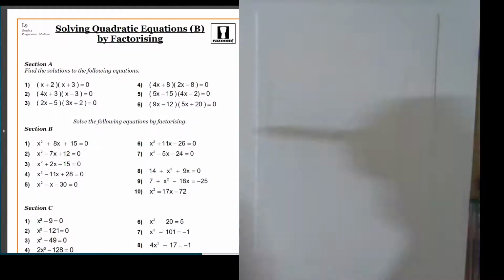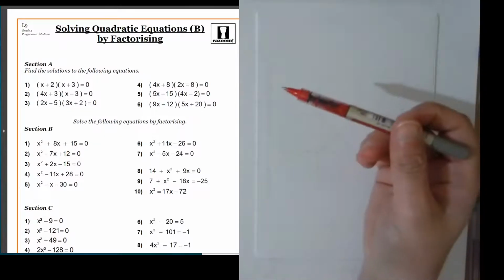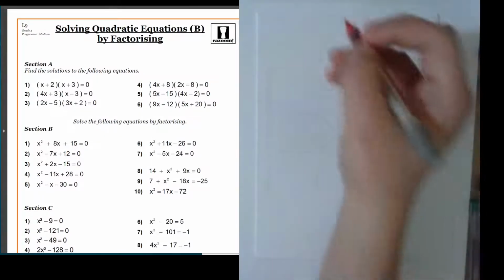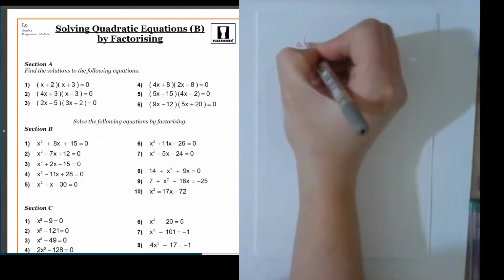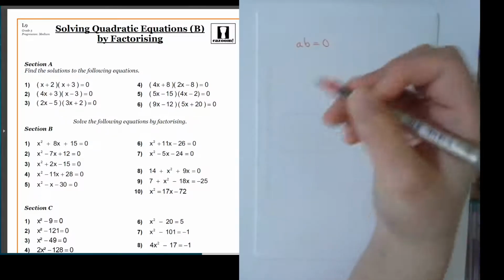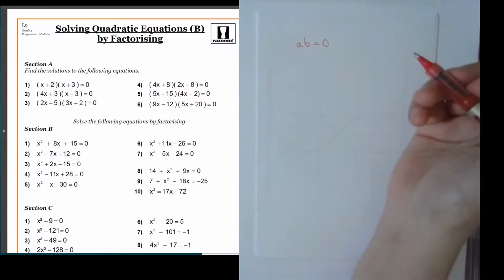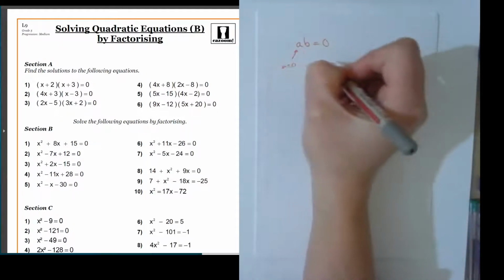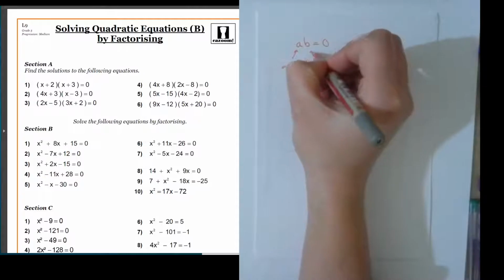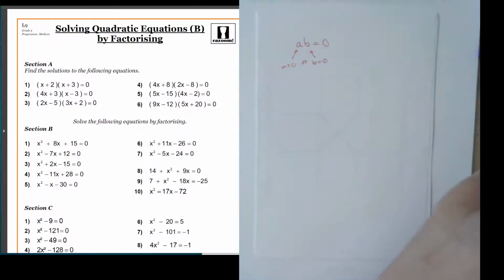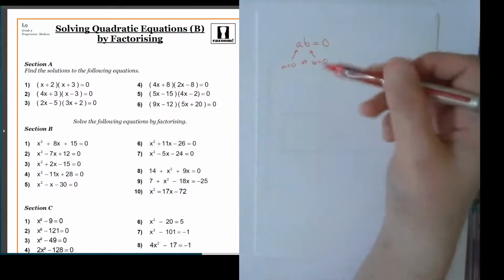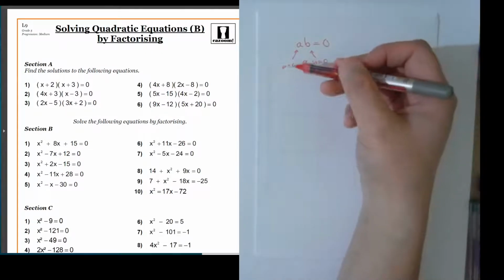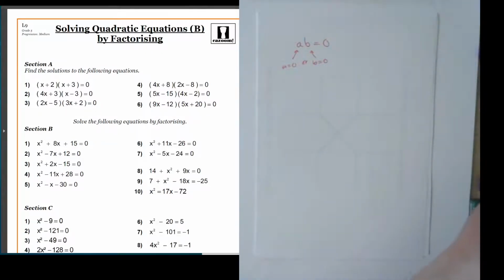Okay, so first of all, just to cover the really basic stuff. If I said to you, a times b equals 0, what would you say a solution would be? The solution would be if a equaled 0 or if b equaled 0. Yeah, because 0 times anything is 0. So one or both of them have to be 0. So we usually just say a equals 0 or b equals 0, right?